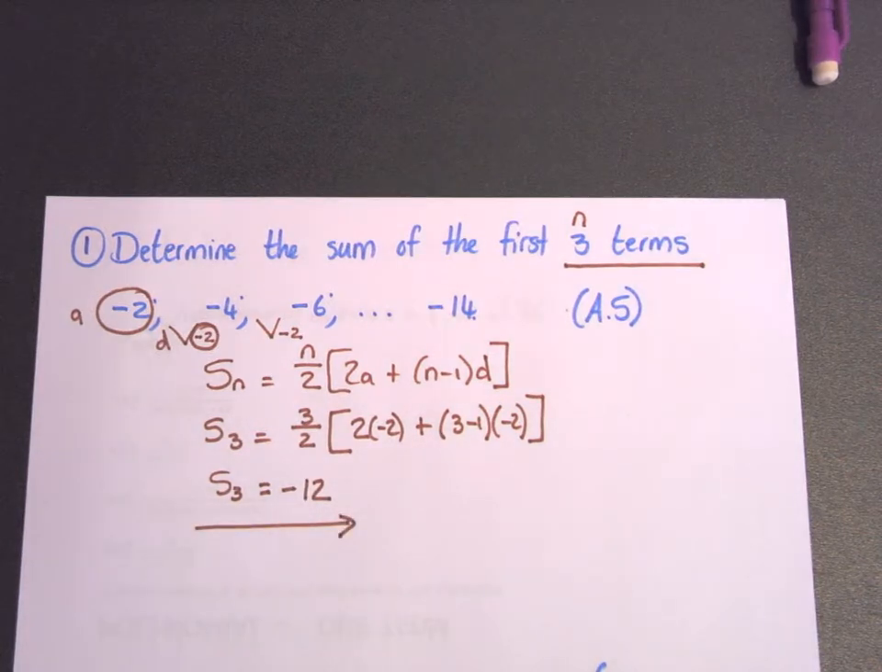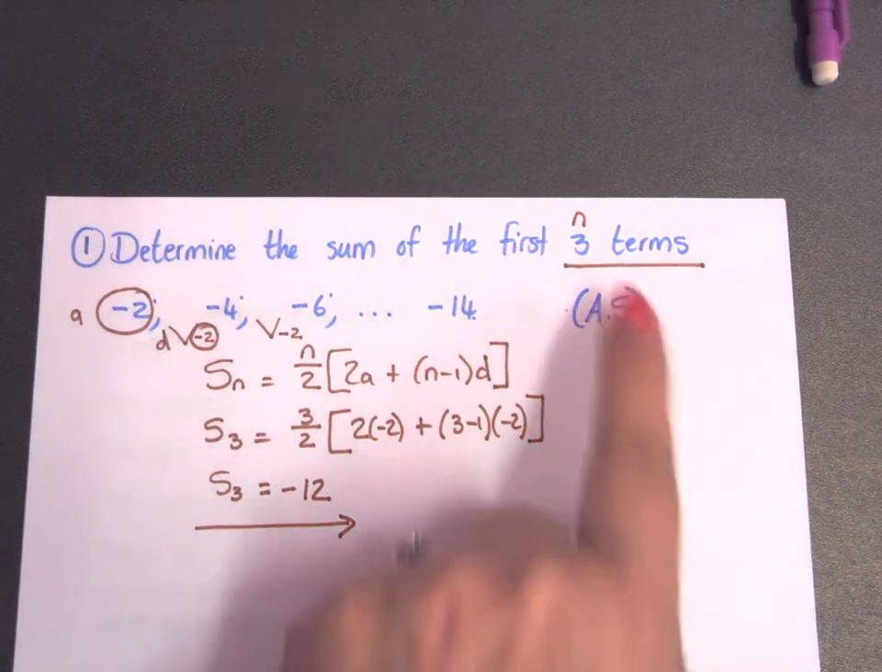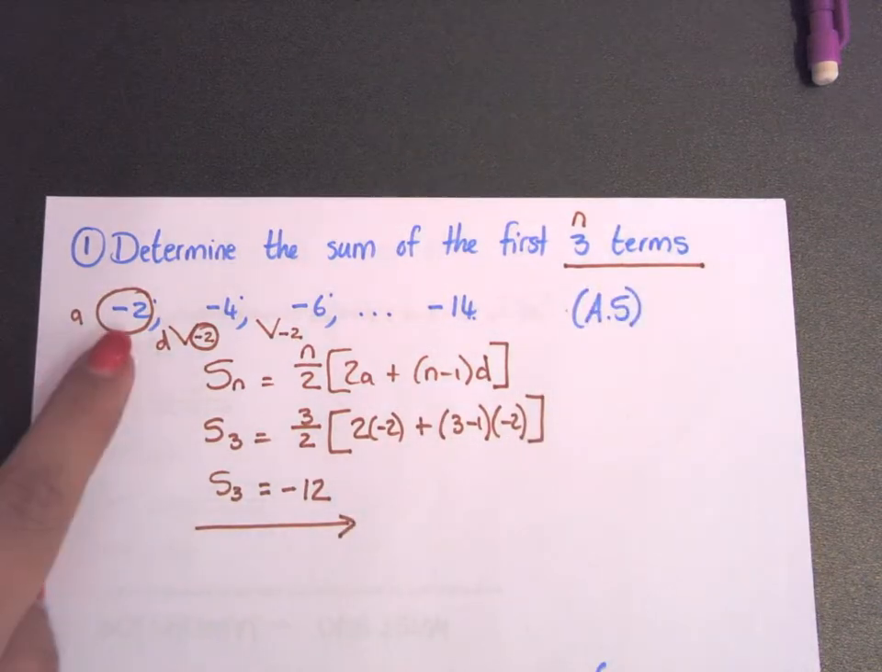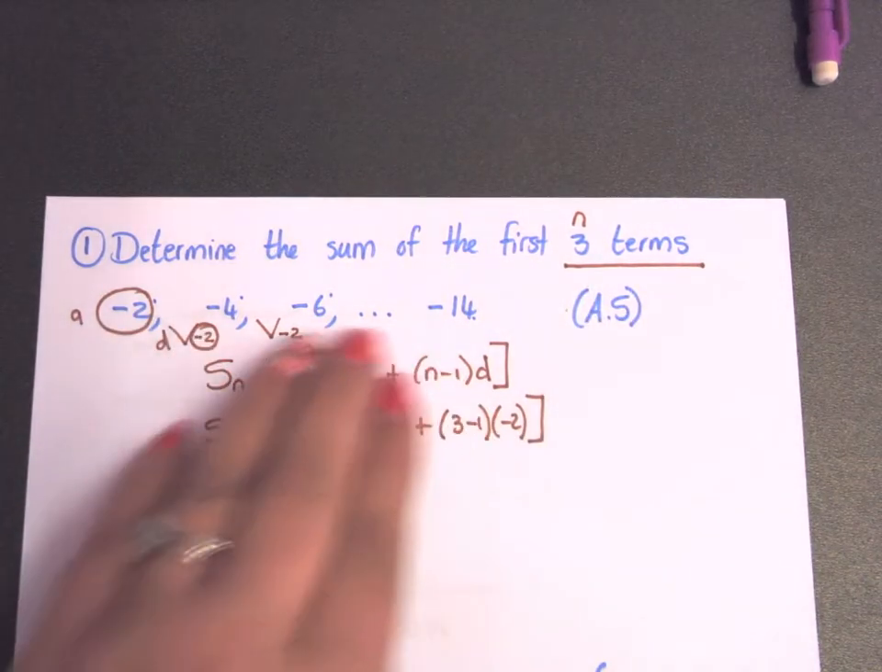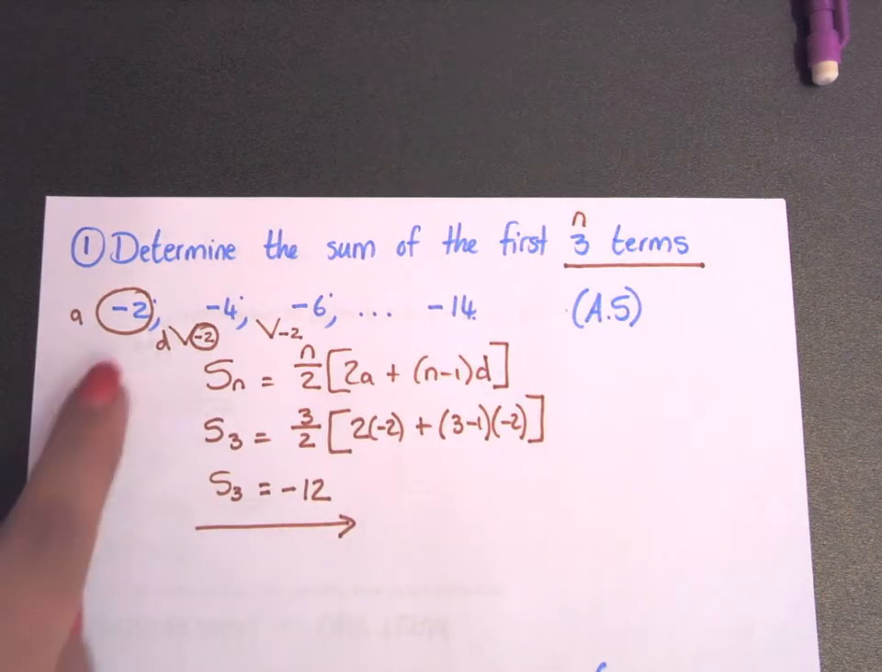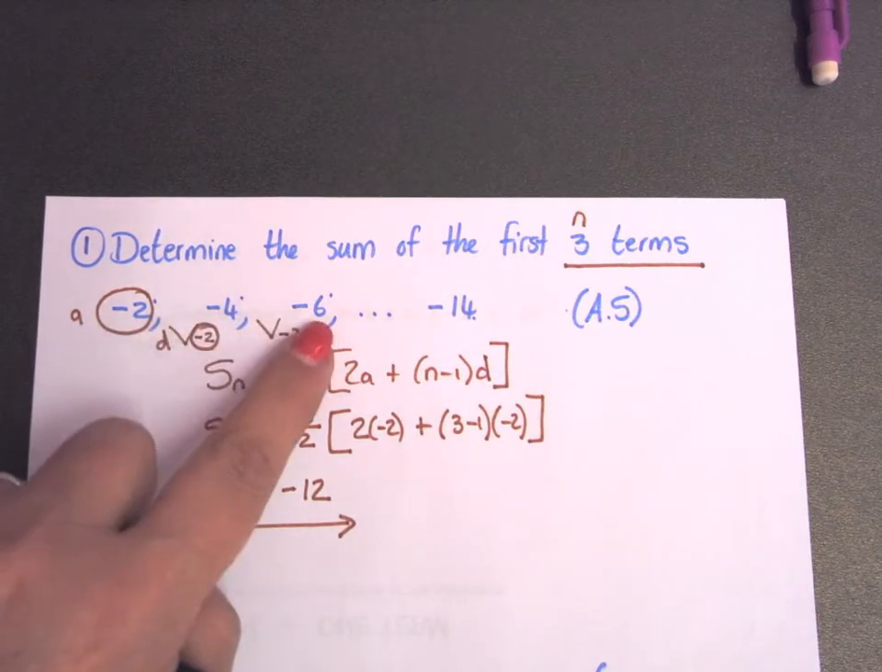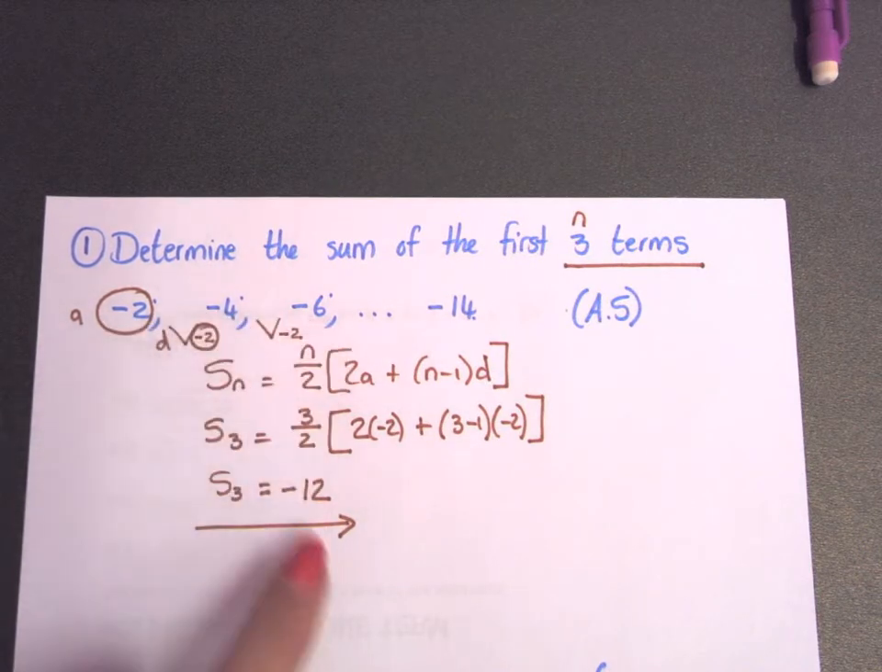Okay, I used this simple sum just to show you that this formula works. If we add these three terms, we will also get negative 12.